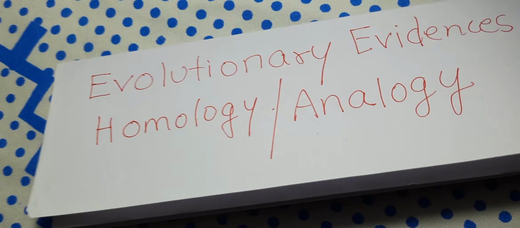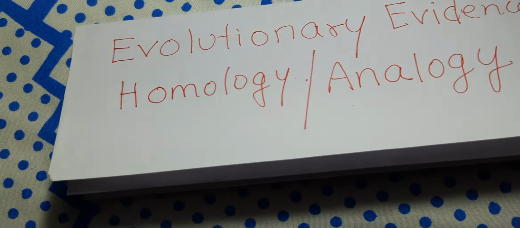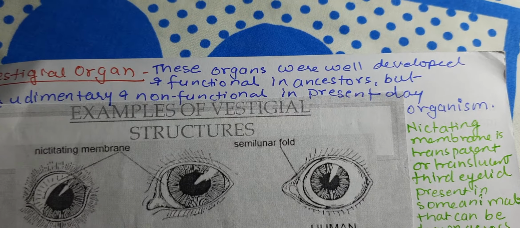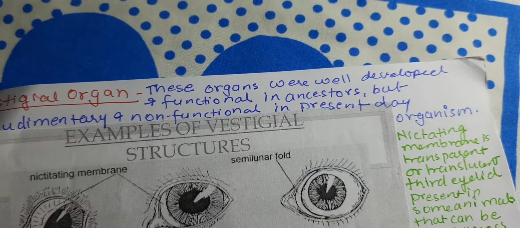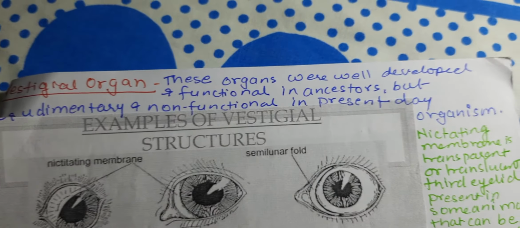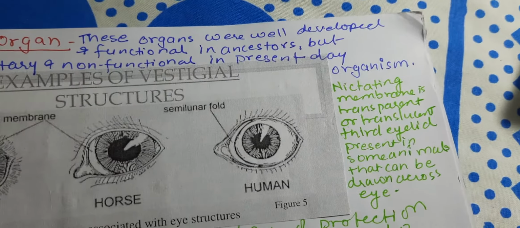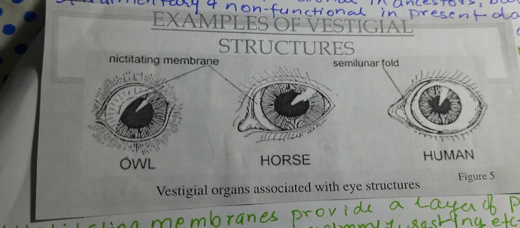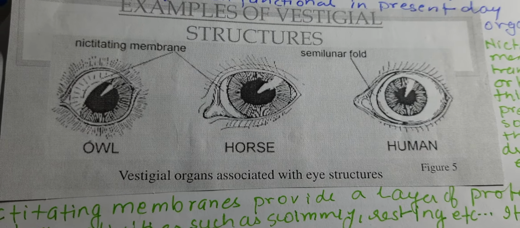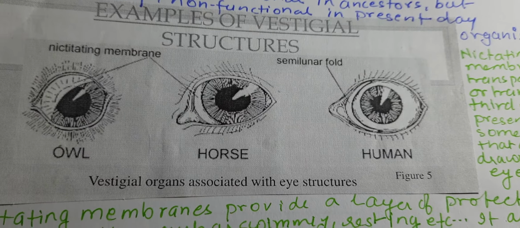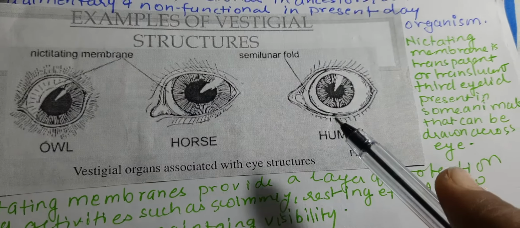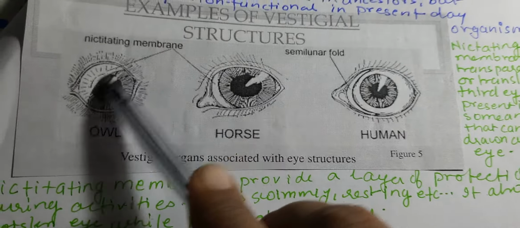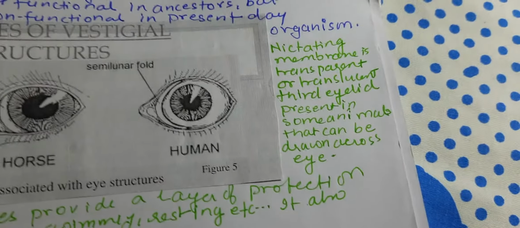Another proof which comes from the morphology and anatomy is the vestigial organ. Now these organs were present, well developed and functional in ancestors, but rudimentary and non-functional in the present day organism. Like nictitating membrane, you can compare owl, horse and the human. There is hardly any nictitating membrane, but it is present in a very reduced form, whereas in the owl it is prominent.